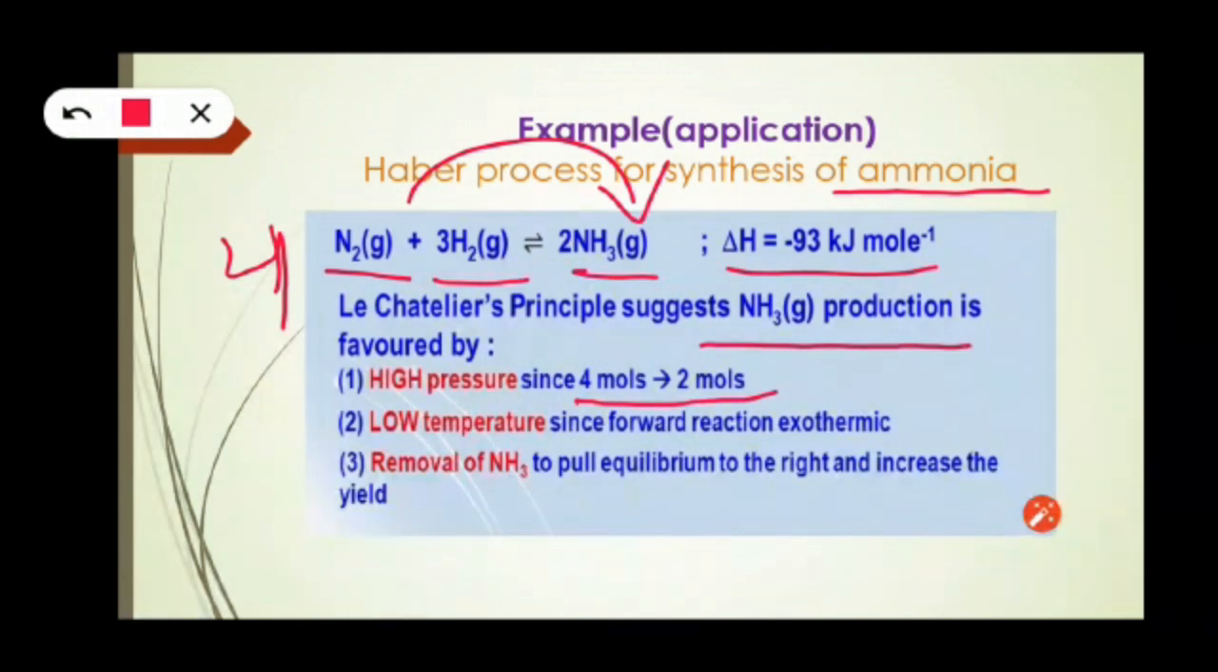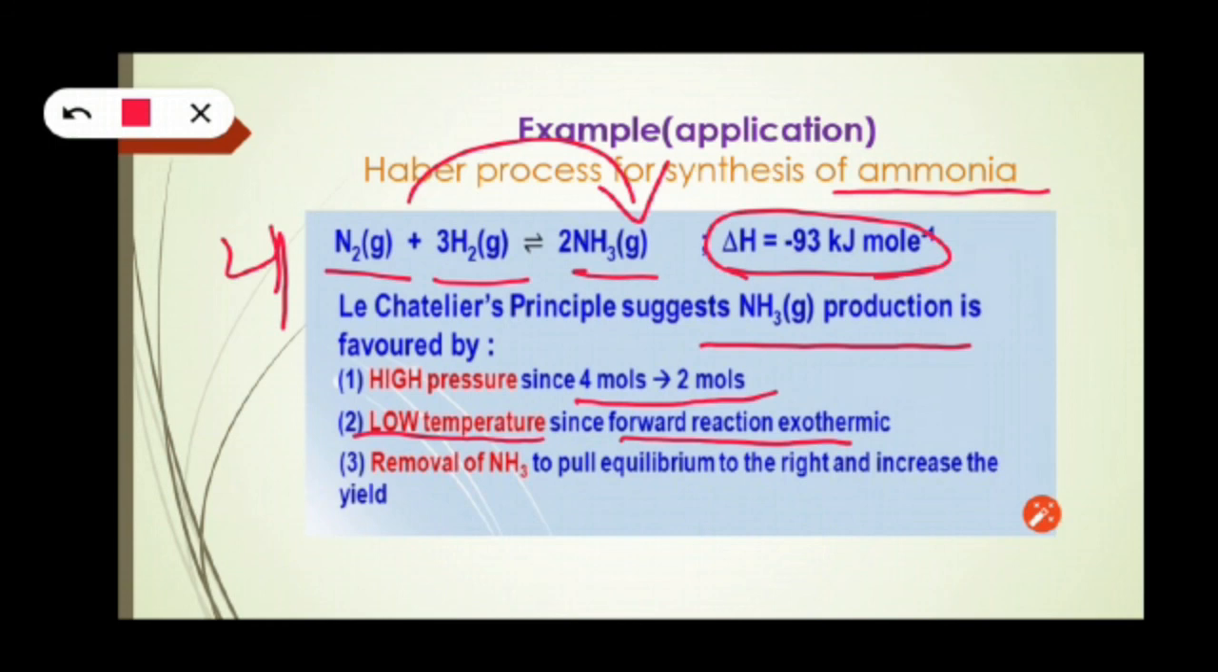Now what is the effect of temperature on this particular reaction? We know from Le Chatelier's principle that by increasing temperature, the reaction will move in the direction of the endothermic reaction. As this reaction is exothermic in the forward direction, it is endothermic in the reverse direction. So by decreasing temperature, the reaction will move in the forward direction and more production of ammonia takes place. So this reaction is favored by low temperature and high pressure.